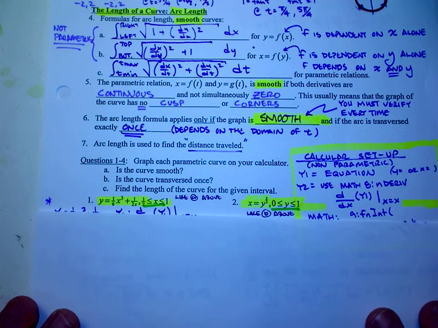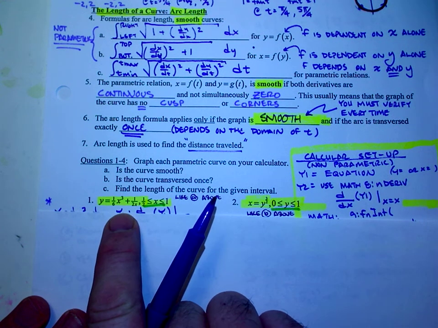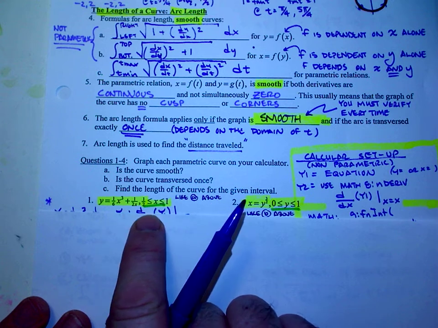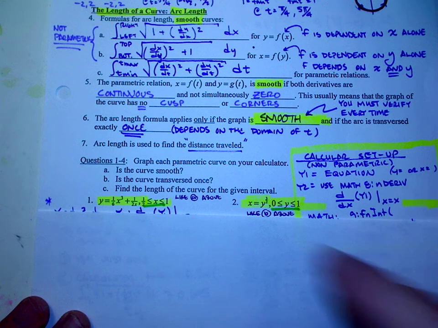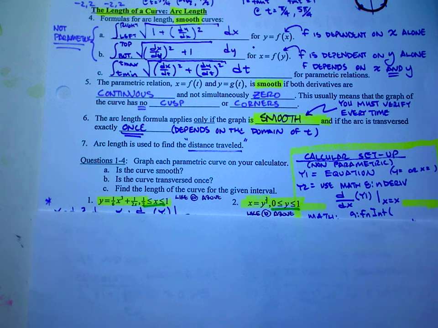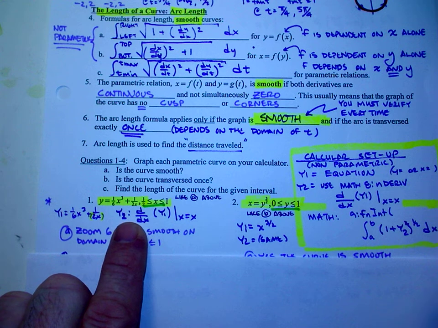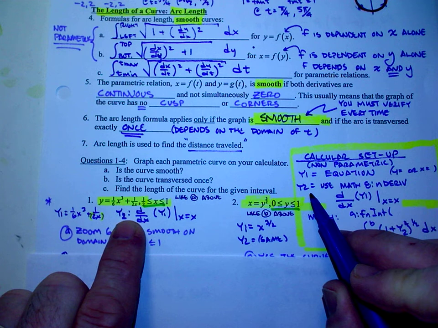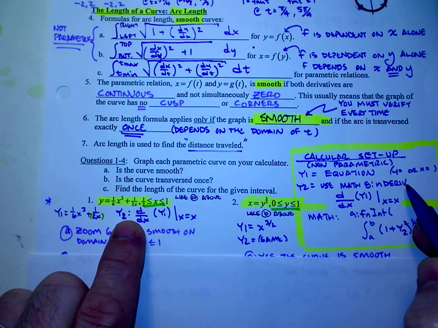We've got our first one, which has y equals this equation. And since this one is a non-parametric one, we want to quickly go over how we're going to set up this one on our calculator. For non-parametric, what you're going to do is put your equation in y1, then go to y2 and use your Math 8, the nDeriv option.